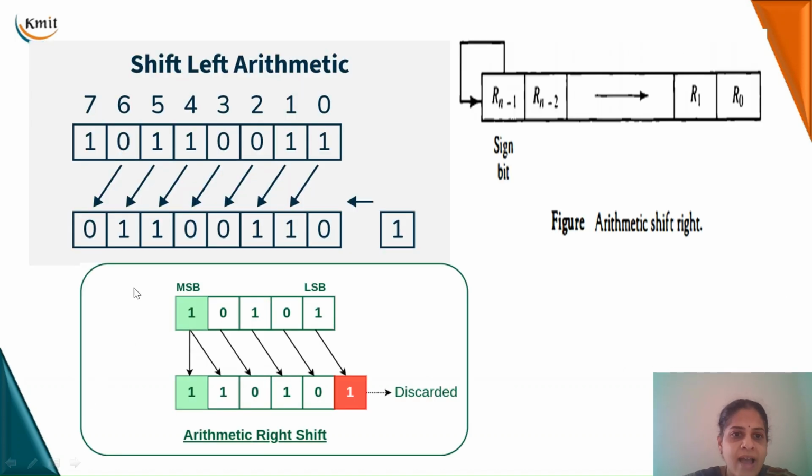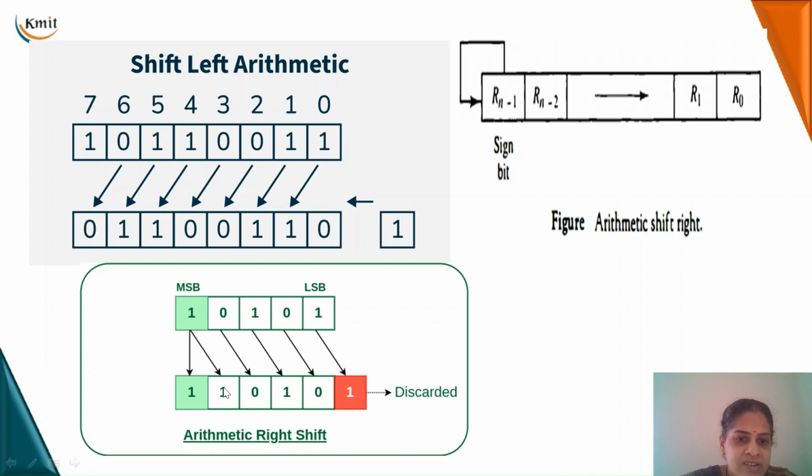So if you see an example, this is an arithmetic left shift, which is the same as a logical left shift, where we are moving the contents towards the left. 1 1 0 0 1 1 0. This bit will be discarded, and you are going to replace this empty position with a serial input 0.